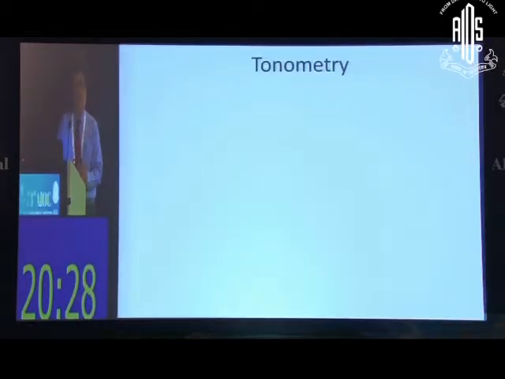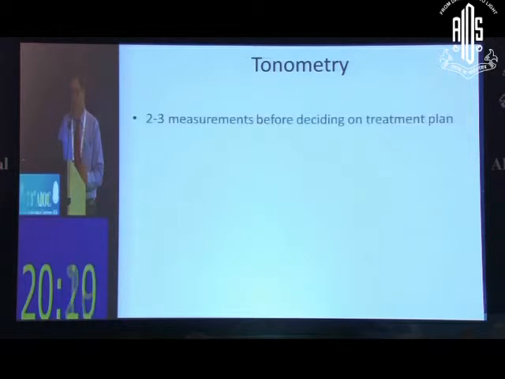So that was about tonometers. Let me give you this one slide about the general principles of tonometry. So first is that, like you do for hypertension, you never start treatment by recording one blood pressure reading alone. You are always taught to take 2-3 BP measurements before starting hypertension treatment.